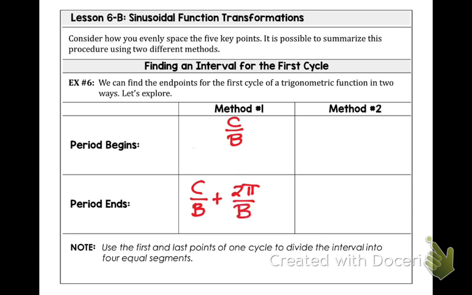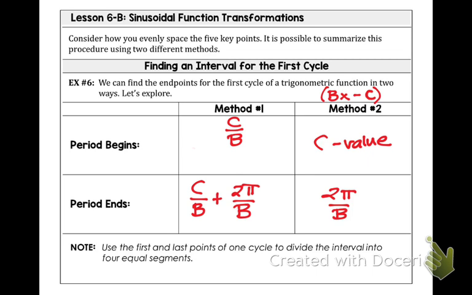Then method 2, if we don't factor out, so if we just leave it as bx minus c, we're going to start at c for our beginning, and then our end is just going to be a full period. So let's see what this looks like.